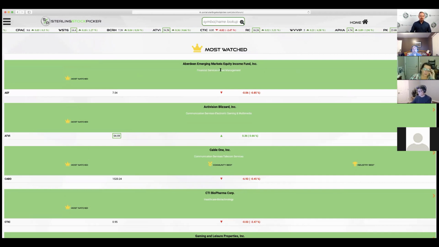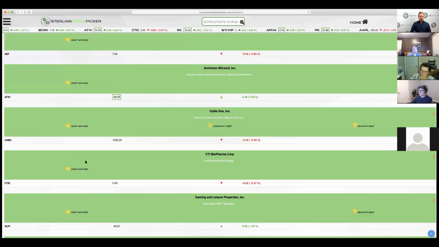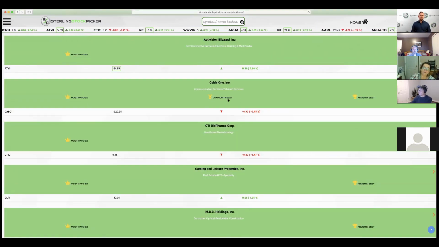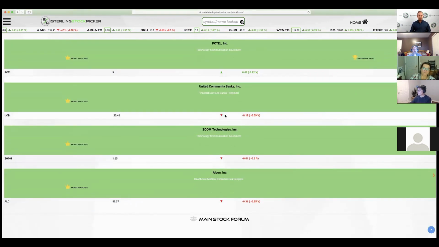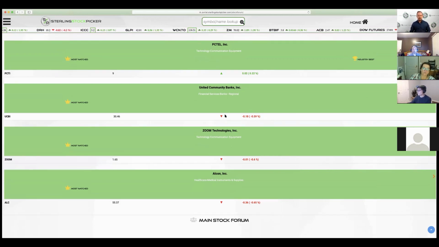It says the name of the company, the industry that it's in, and how many of these awards it has. The most awards a stock can have is 3. That is most watched, community best, and industry best. Cable One right now is a particular company that has all 3 awards. So this is like, if you're at a loss for stock picks, you would just go to this page as well. So we have multiple sources for you to go to on this software to find some amazing stocks.